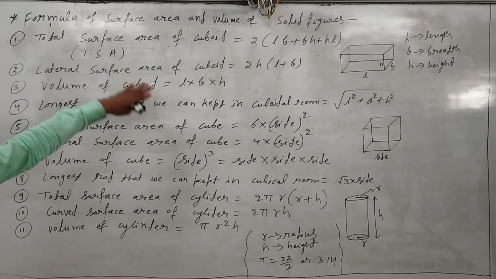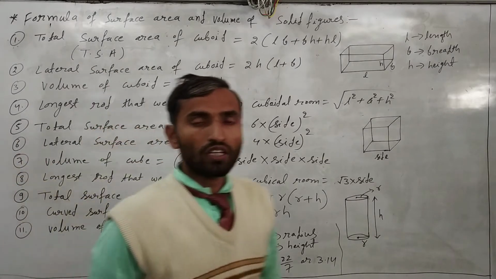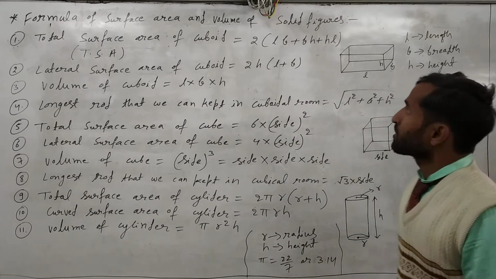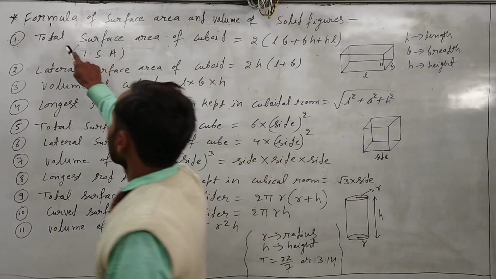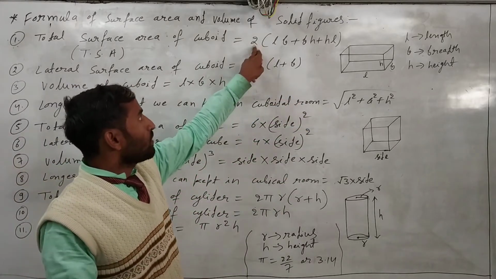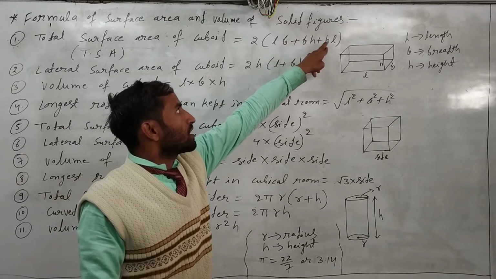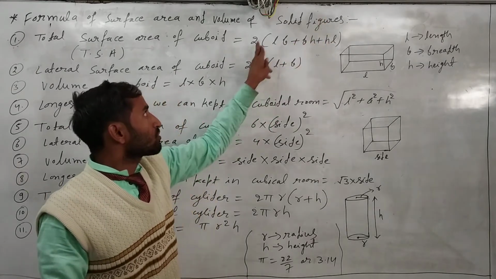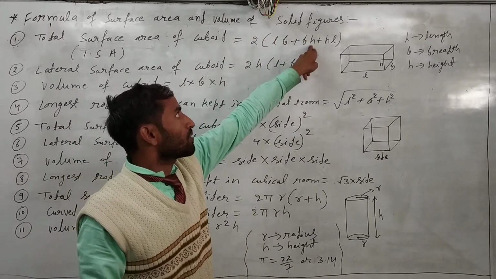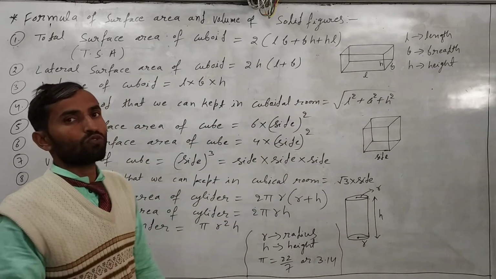First of all, I will explain the formula of each type, then we will go to our next exercise, self practice 12C. Just see here, the total surface area of a cuboid formula is 2 multiplied by (L into B plus B into H plus H into L). It means 2 multiplied by (length into breadth plus breadth into height plus height into length). So this is the total surface area of a cuboid.